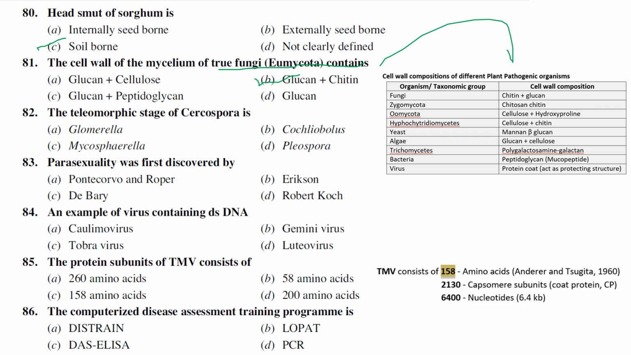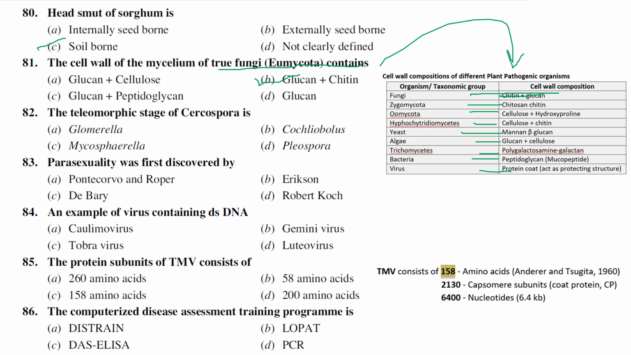On the right side I have one small table. The general cell wall compositions of different plant pathogenic organisms: fungi contain chitin and a little amount of glucan. Zygomycota cell wall is chitosan and chitin. Oomycota cell wall is made up of cellulose plus a little hydroxyproline. Hyphochytridiomycota, cellulose plus chitin. Yeast cell wall is mannan and beta glucan. Algae cell wall is glucan plus cellulose. Trichomycetes cell wall is polygalactosamine and galactose. Bacterial cell wall is peptidoglycan or mucopeptide. Virus contains no cell wall, but the protein coat acts as a protecting structure. So this is about the cell walls. So the answer is B, glucan plus chitin.